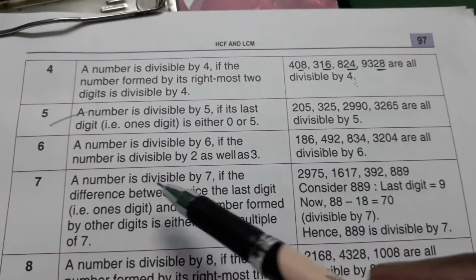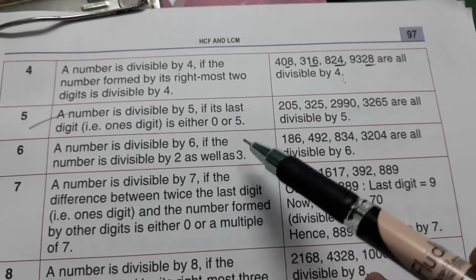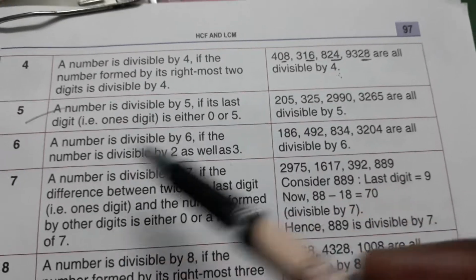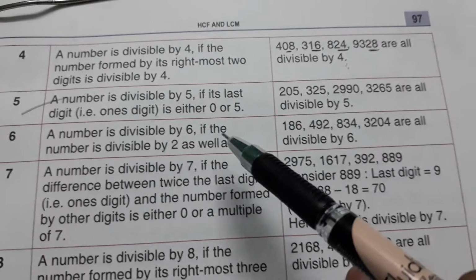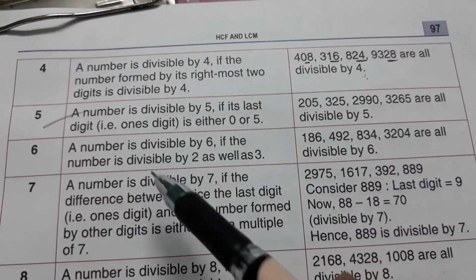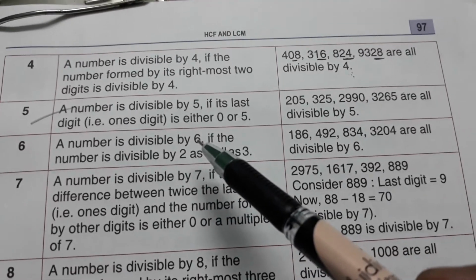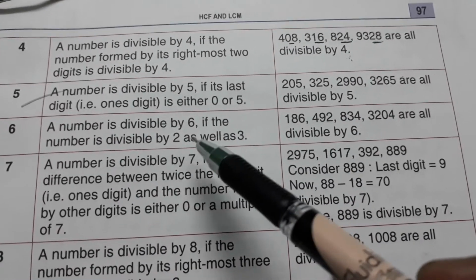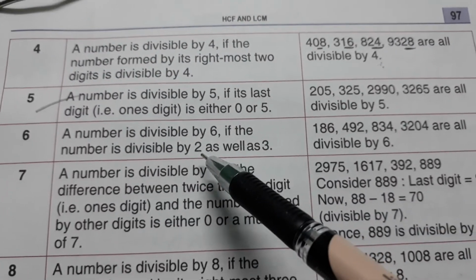Now rule for 6. For this there is no separate rule. This rule depends on previous rules. What is that? To say a number is divisible by 6, the number must be divisible by 2 and 3. There is no separate rule for it; a number is divisible by 6 in case it is divisible by 2 and 3.